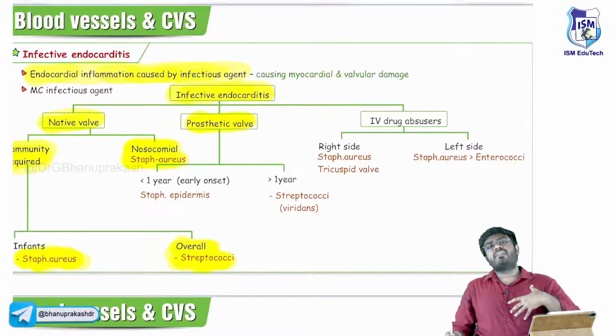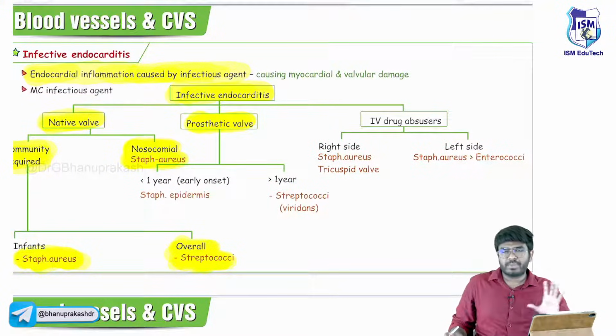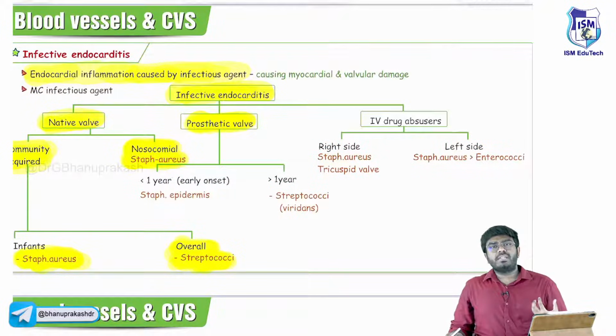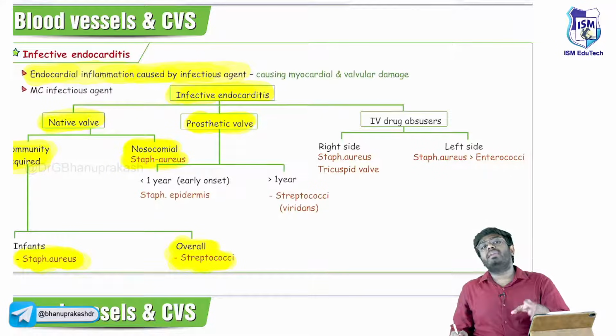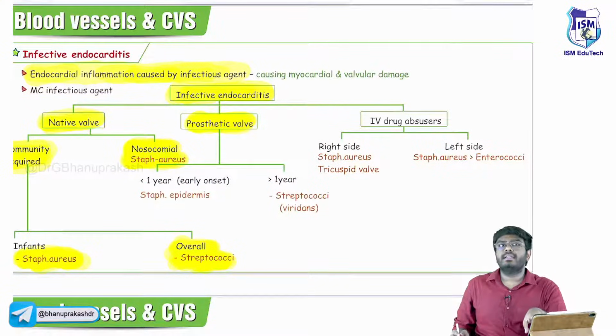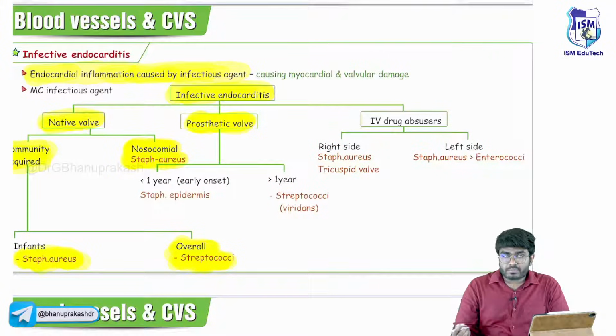Now in prosthetic valves, what exactly are the prosthetic valves? Imagine that the patient is having some problem, mitral stenosis or aortic stenosis. Now this patient has gone through the valve replacement surgery. Now he is having the prosthetic valves. Even the prosthetic valves are made up of biological material. Even these prosthetic valves can be affected with microorganisms. So there will be endocarditis, prosthetic valve endocarditis.